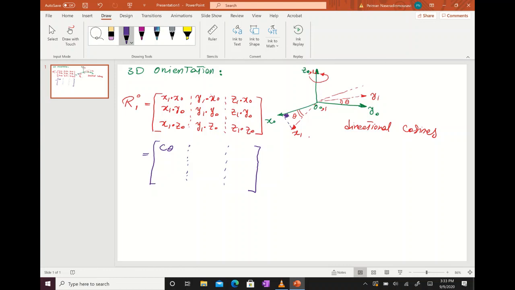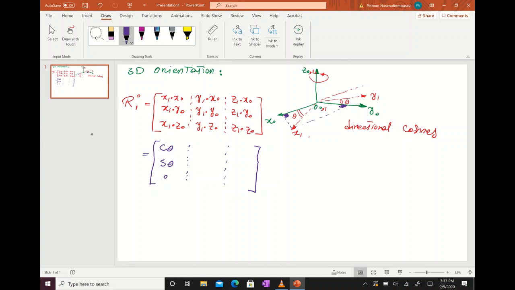Now if you want to find the projection on y0, the angle is 90 degrees again, so it's going to be sine of theta. As we are rotating around the z0 axis, it's a planar rotation, because this is on the plane. So its projection on z0 is going to be 0, obviously. The same is valid here.